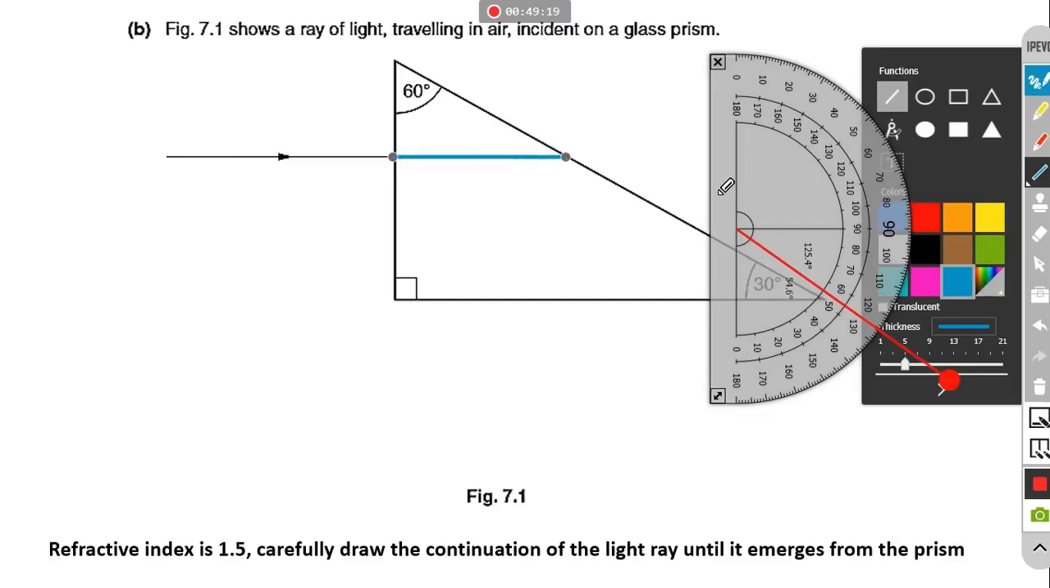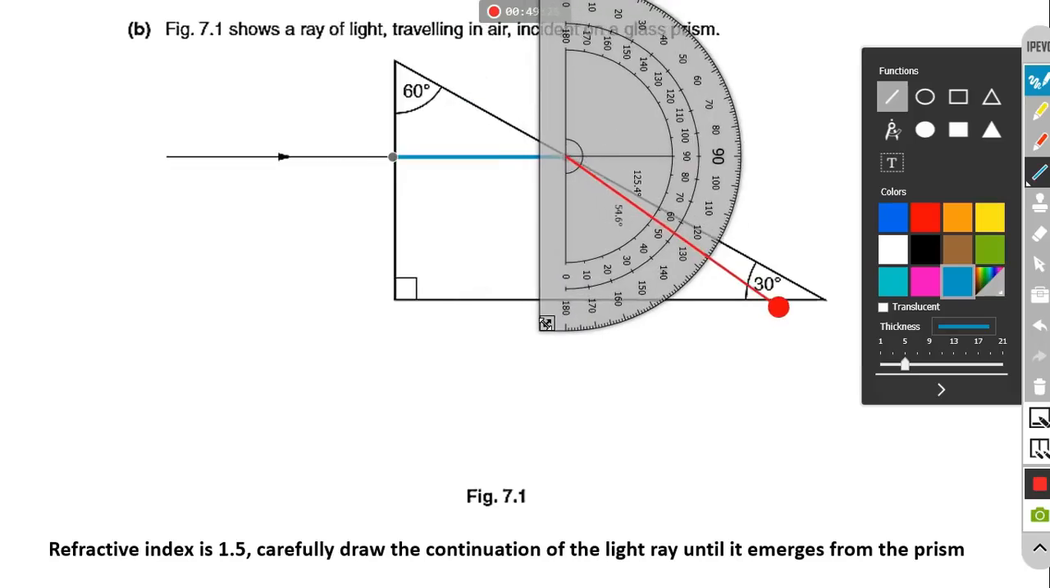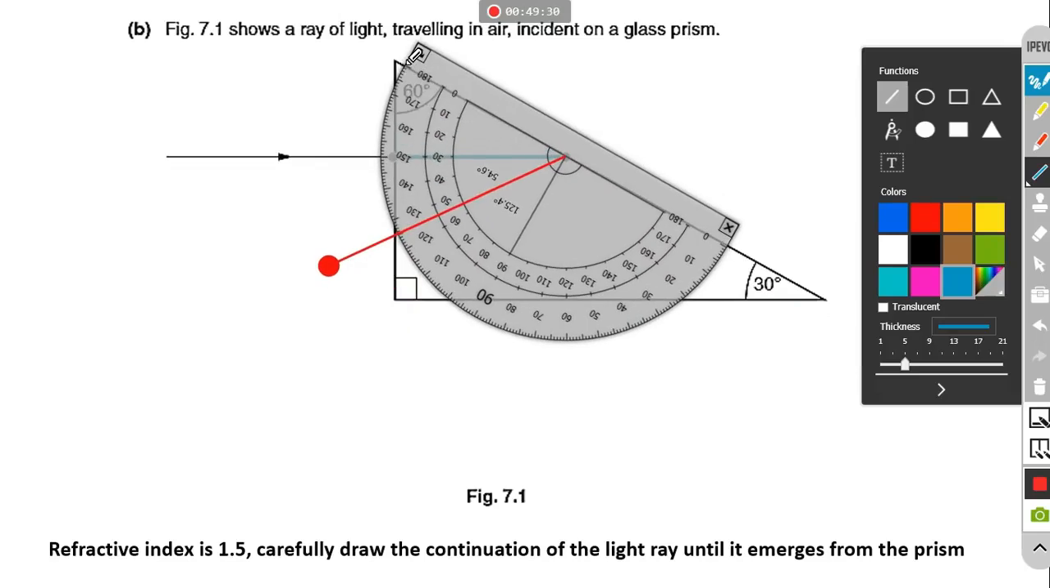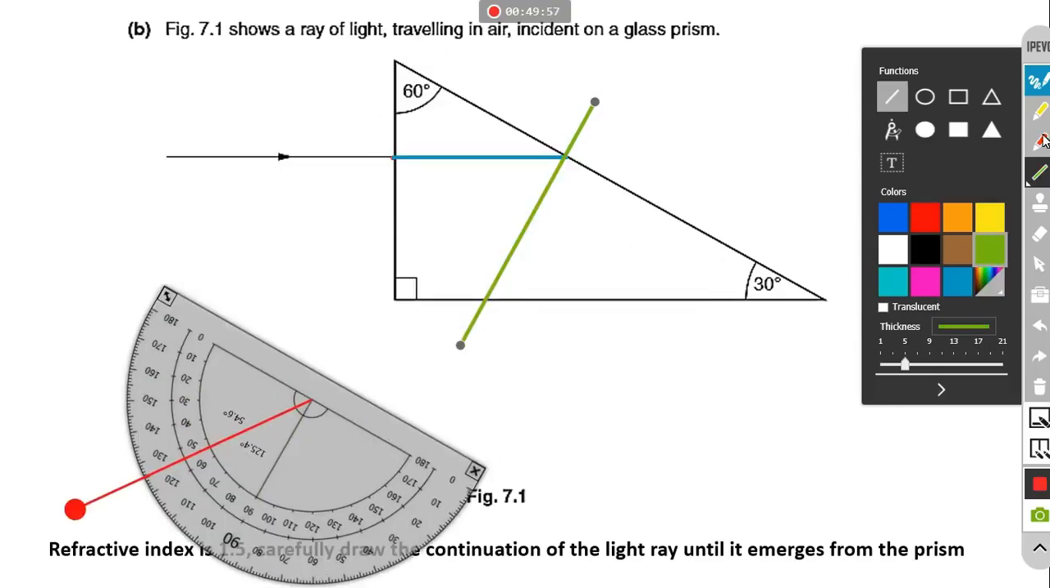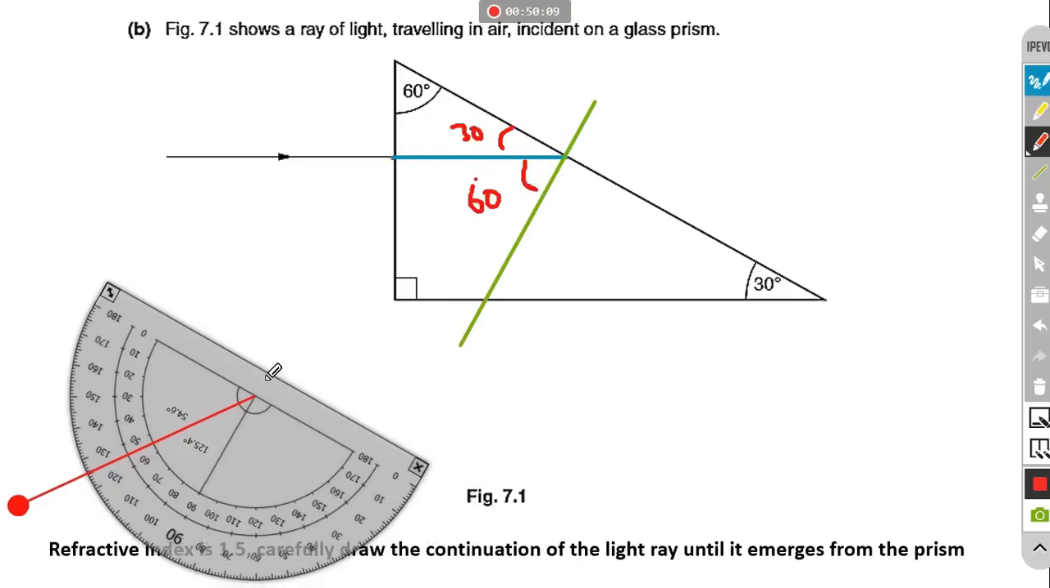And at this point, we need to draw the normal line. Let's just make sure it's straight. Yeah. So from here, the normal line should be 90 degrees to the surface. So this is the path of the normal line. Now, since this is 60, then this is 30. Since this whole thing is 90, then definitely this angle is 60. So the angle of incidence is 60.